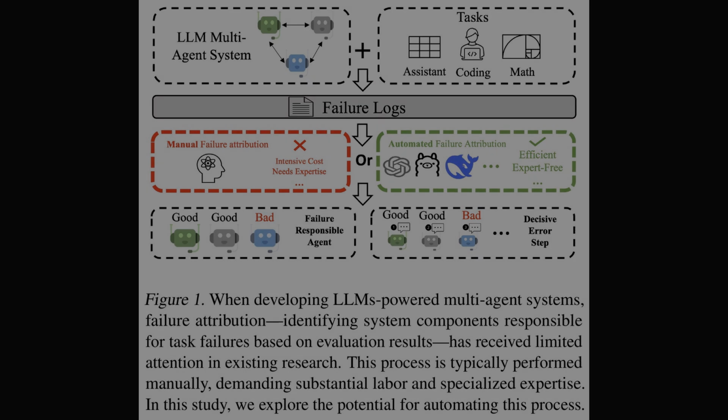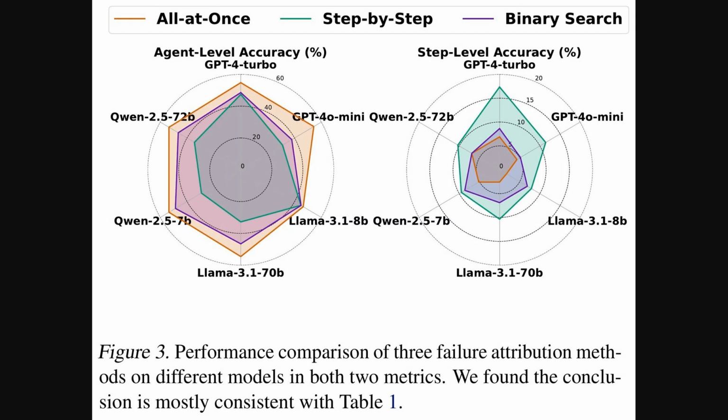Alright, so these next charts show how those 3 methods actually performed across a range of different models, like various versions of GPT, Llama, and Who&When. The performance is measured in 2 ways. On the left, we have agent-level accuracy, which is, simply, how often did the method pick the right agent? And, on the right, step-level accuracy, which is much tougher, measuring if it found the exact decisive error step. And what's fascinating is this clear trade-off. The all-at-once method is consistently best for agent accuracy, but worst for step accuracy. The step-by-step method is the exact opposite.